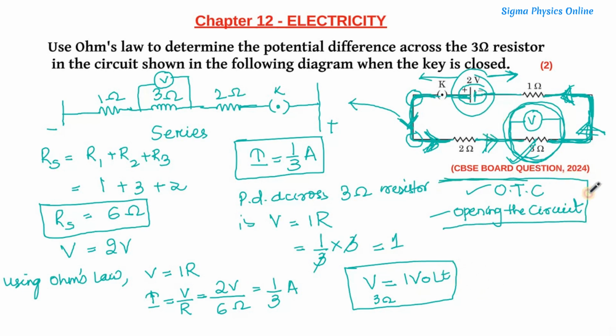So if you are thorough with this opening the circuit method or the OTC method, you can open up any complicated circuit and you can easily find out the equivalent resistance when the resistors are connected in different combinations. Please do watch that video because it will help you to solve other circuit diagram based questions.